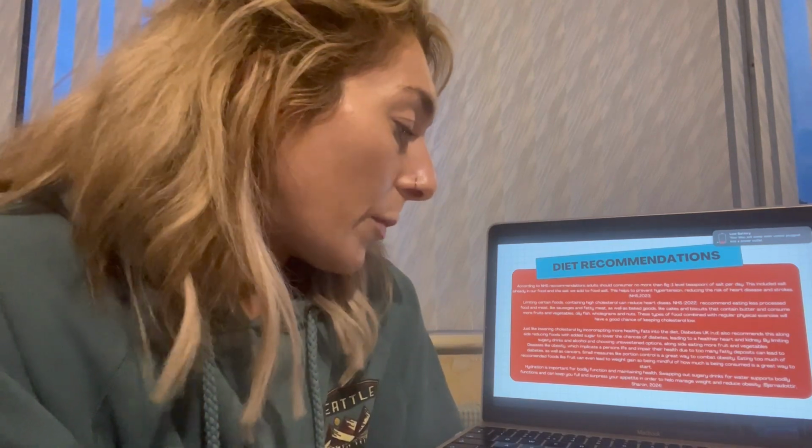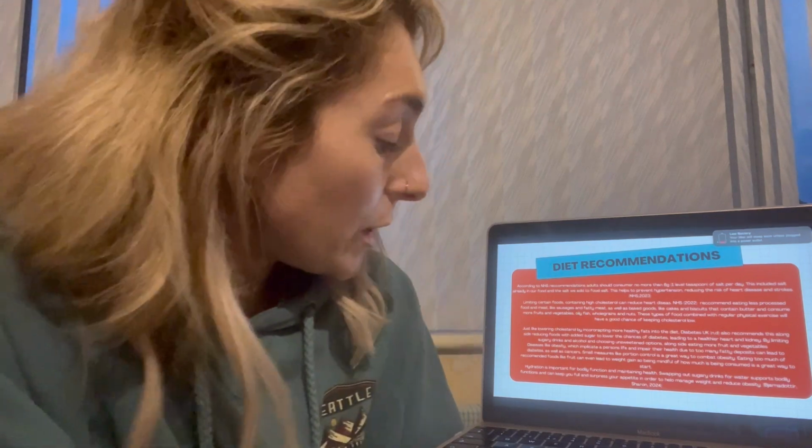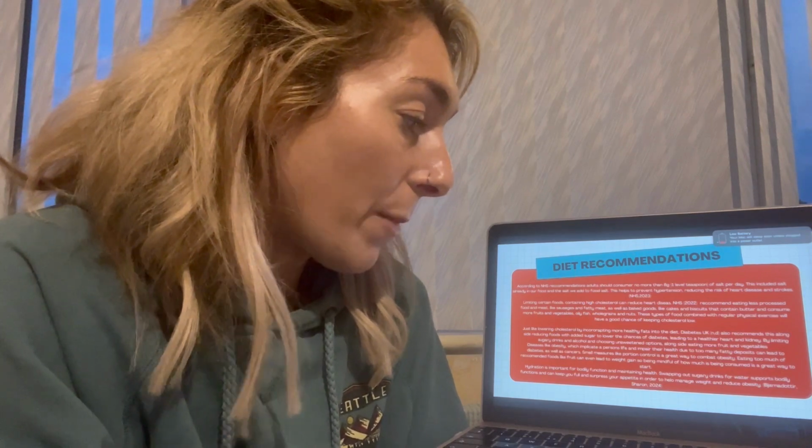So hydration is also important for bodily function and maintaining health. Swapping out sugary drinks for water supports bodily functions, keeps you full and suppresses your appetite in order to help manage weight and reduce obesity.